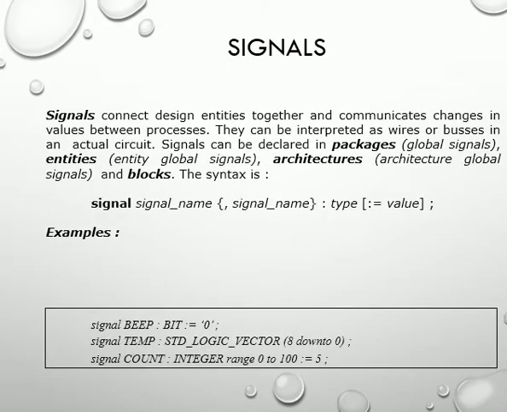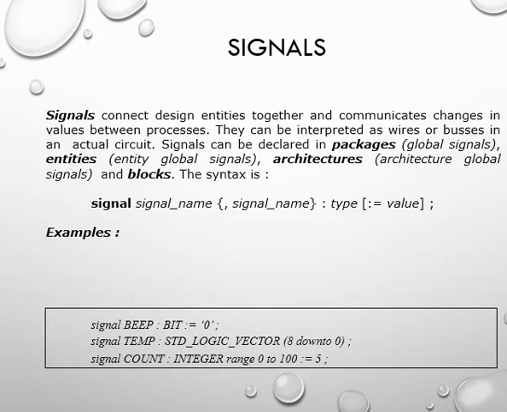Okay, then next is the signal. Now as we have seen, signals are the input or output ports, or we can say the interconnections. So in design entities, signals connect all the design entities together and communicate changes in the values between the processes. Whatever the changes in the values, they are communicated by the signal. They can be interpreted as wires or buses in the actual circuit.